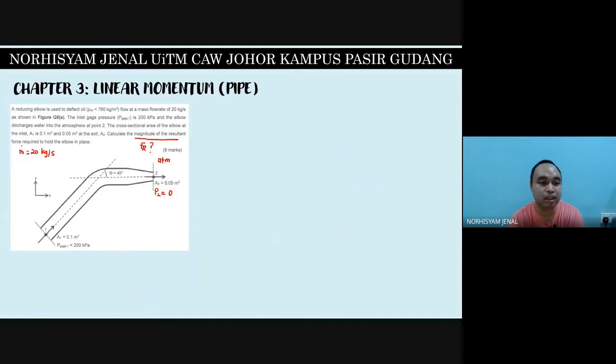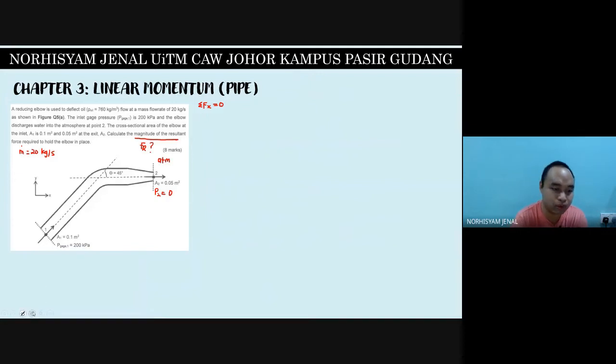Once again, if you want to find FR, you have to find FRX and FRY. So we will do it again. Summation of FX equals to zero first. So we check on this part. Remember, this point one, we have an angle of 45 degrees. So we can just do P1A1.